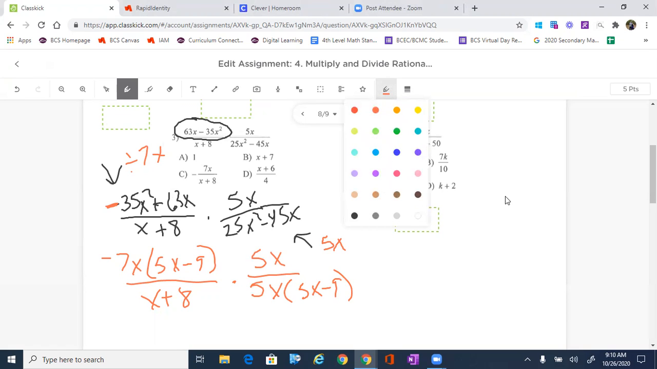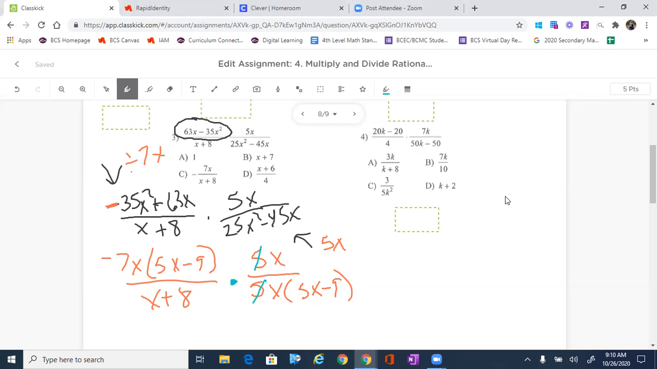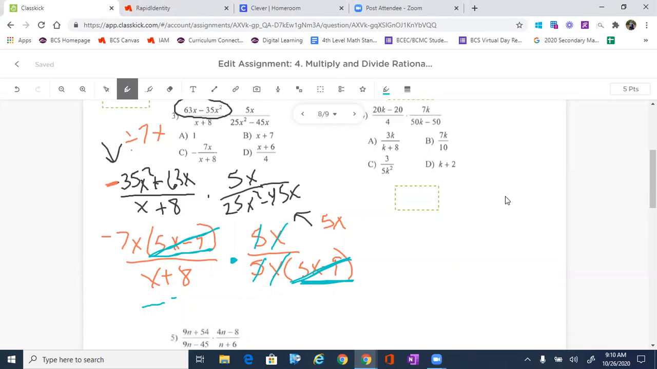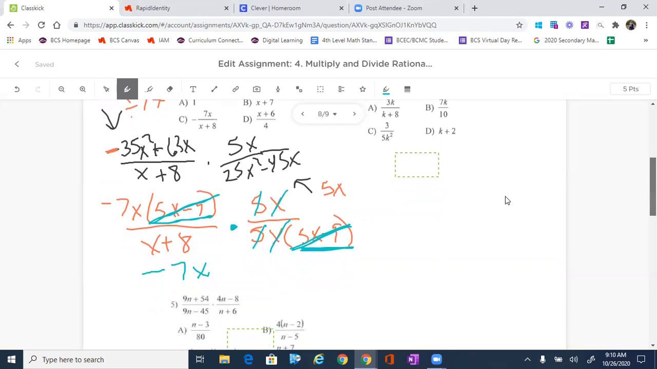Now at this point, we're going to look for all the parts of this expression that are exactly the same, and then we're going to start dividing them out, because when we deal with multiplication, we just need to divide up and down vertically from numerator to denominator. So check it out. 5 divides 5, x divides x. And now here's the tricky part. 5x minus 9 will divide 5x minus 9. This works with multiplication. So those cancel. And we are going to be left with negative 7x over x plus 8.